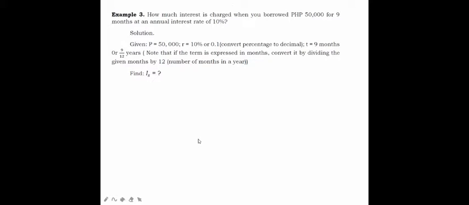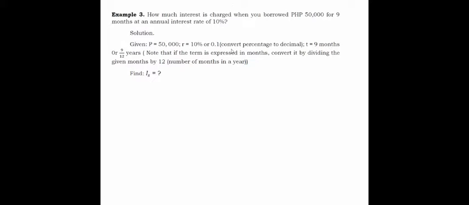Let's have another problem. That is example number 3 from your module. The problem is, how much interest is charged when you borrowed 50,000 for 9 months at an annual interest rate of 10%? So the given is P, or the principal, is 50,000, and R for the rate of 10%. So the 10%, to convert into decimal form, that is equivalent to 0.1, and the time is 9 months.